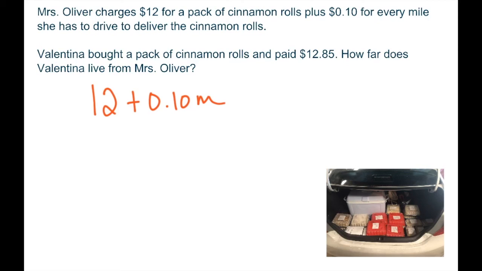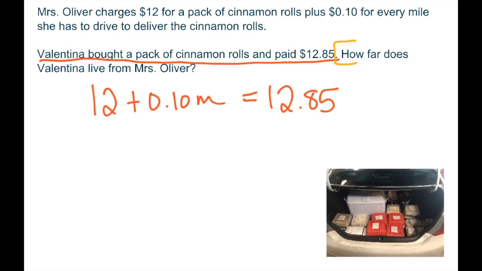So Valentina bought a pack of cinnamon rolls and paid $12.85. How far does Valentina live from Miss Oliver? Oh, so now we know that Valentina's total was $12.85. So this expression that we had before, we're going to set that equal to the total amount. And now we have what's called a two-step equation. Our goal is to figure out how far Valentina lives from Miss Oliver.